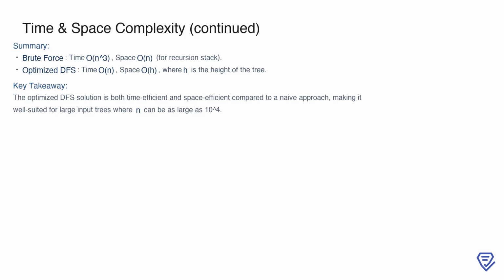To summarize, the brute force approach has a time complexity of O(n cubed) and a space complexity of O(n), which is highly inefficient for larger trees. On the other hand, the optimized DFS solution achieves a time complexity of O(n) and a space complexity of O(h), where h is the height of the tree. This makes the DFS solution both time efficient and space efficient. The key takeaway here is that the optimized approach is particularly well suited for large binary trees, where the number of nodes, n, can be as large as 10 to the power of 4. By leveraging post-order traversal to evaluate BST properties and calculate subtree sums simultaneously, the algorithm ensures that we achieve the best possible performance for this problem.